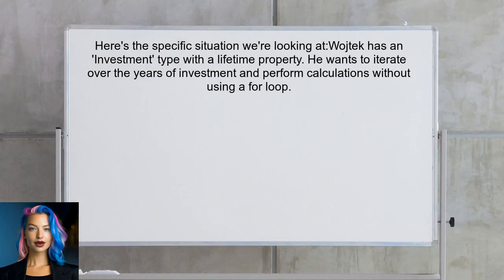Here's the specific situation we're looking at. A user named Wotek has an investment type with a lifetime property. He wants to iterate over the years of investment and perform calculations for each year without using a for loop. Sound familiar? Let's dive into this together.